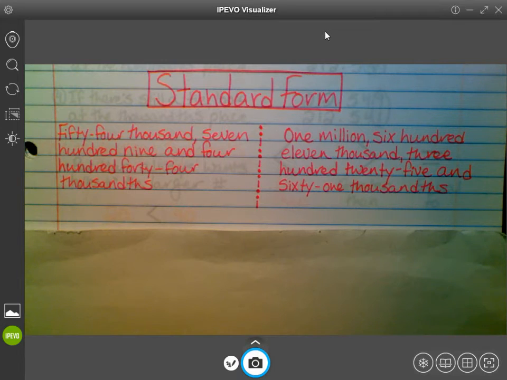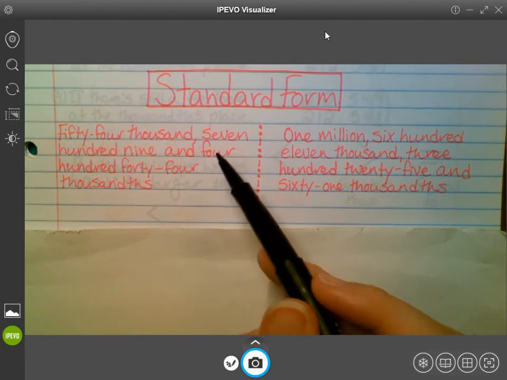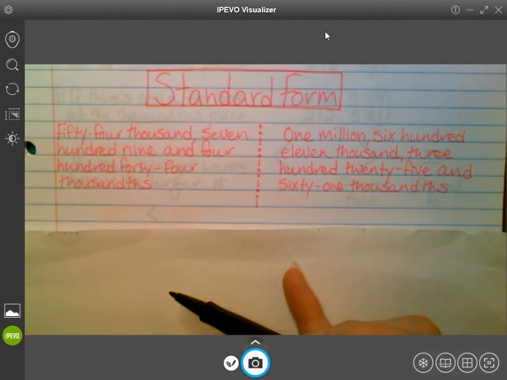Okay, so we did the opposite here. During word form, we were given numbers in standard form and asked to write them with words. For standard form, we were given numbers in word form and asked to write them in numbers.